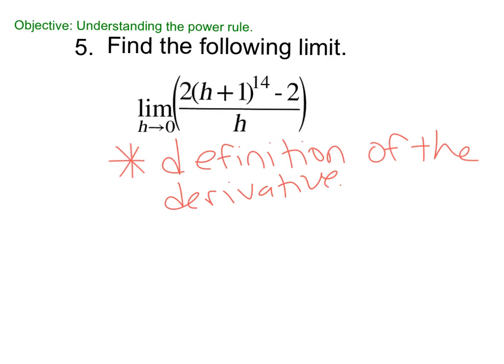So we know that by looking at it because it's the limit as h approaches 0 of f of x plus h minus f of x all over h. So what we're going to do, instead of multiplying out h plus 1 to the 14th, that's terrifying, is just identify what f of x is equal to.